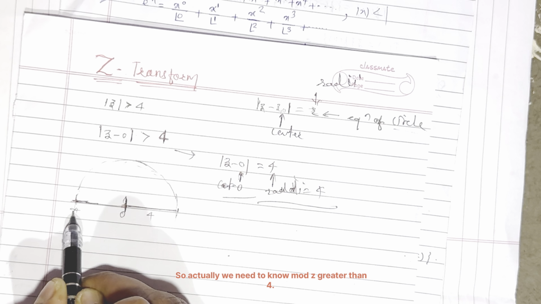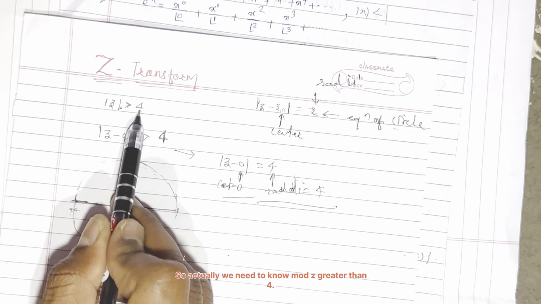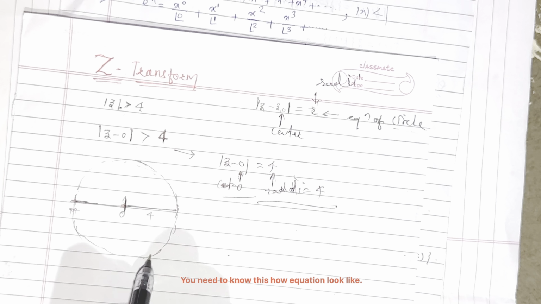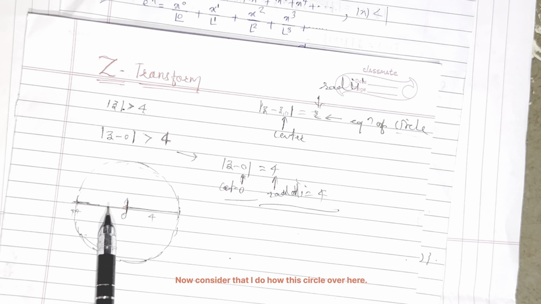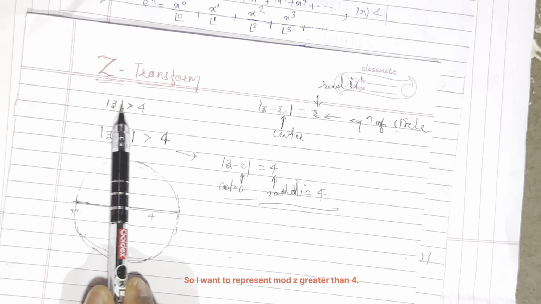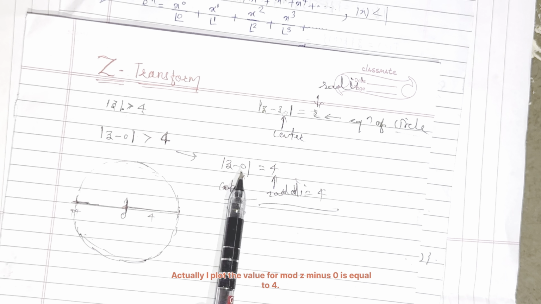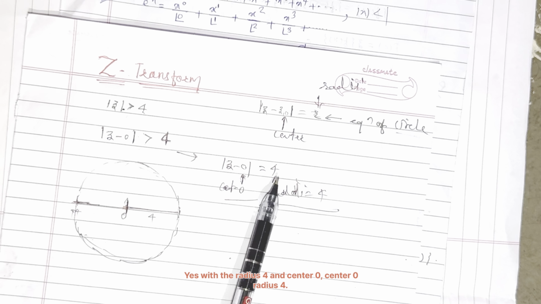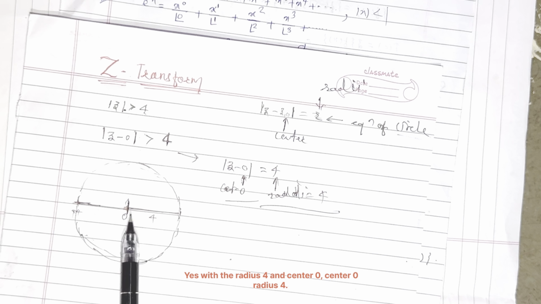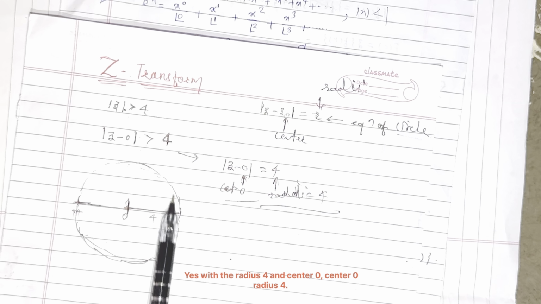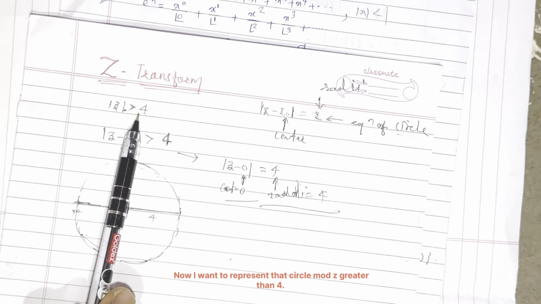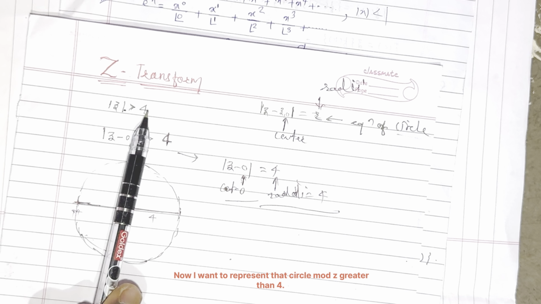Actually, we need to know where the values of |z| greater than 4 are represented, and how the equation looks. Consider that I have this circle over here, and I want to represent |z| greater than 4. I plotted the values for |z - 0| = 4, with radius 4 and center 0. Now I want to represent |z| greater than 4.